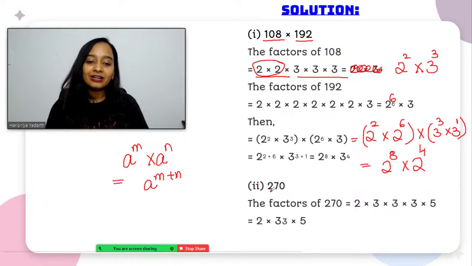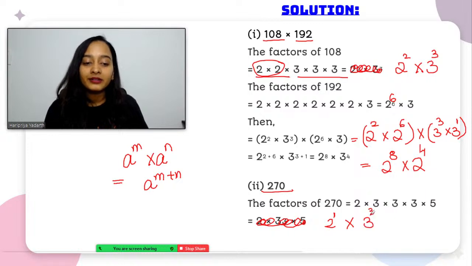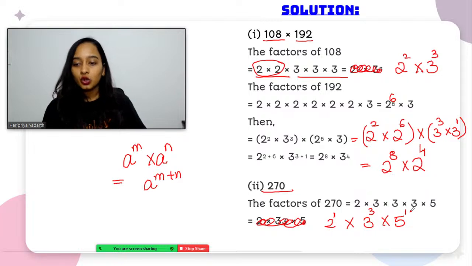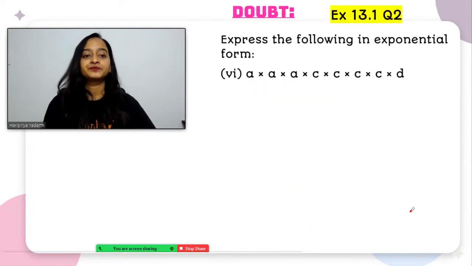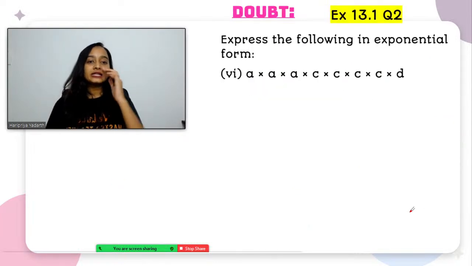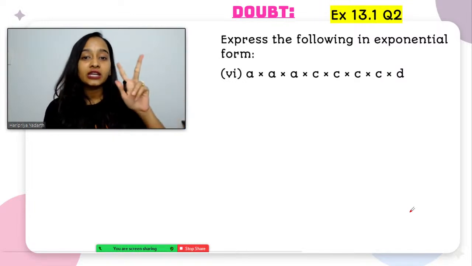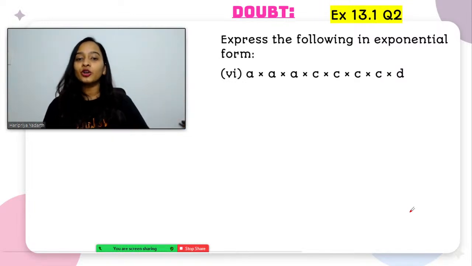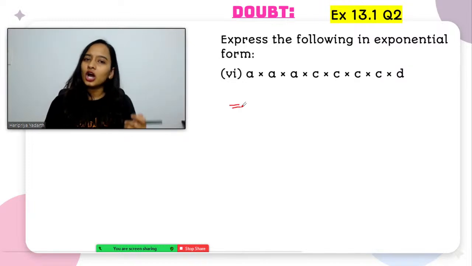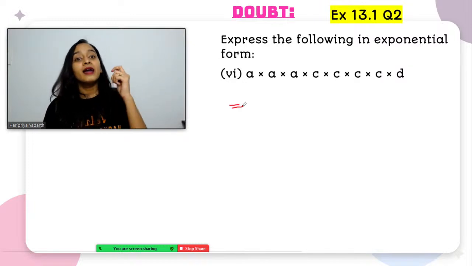Similarly, 270 also can be written like this. It is 2 to the power 1 multiplied with 3 to the power 3 multiplied with 5 to the power 1. Okay, this is how you will have to do. Now, the next question is 13.1 question number 2. Express the following in exponential form. Now guys, be it variables, be it constants, it does not matter.